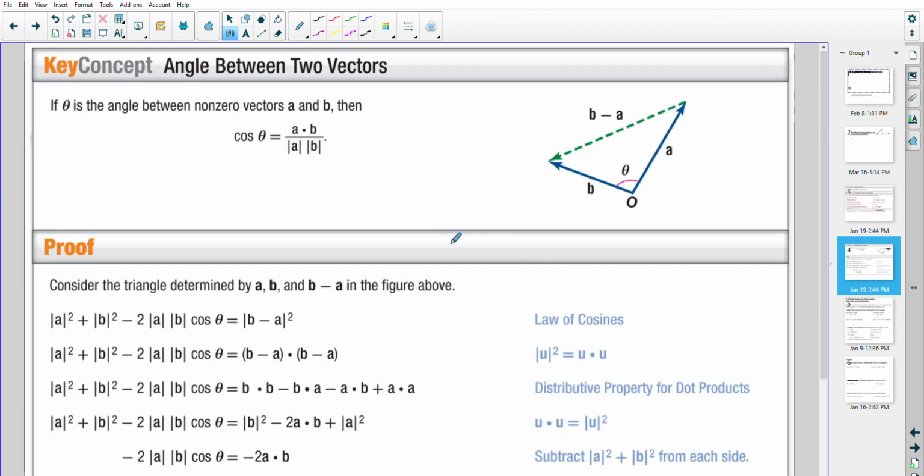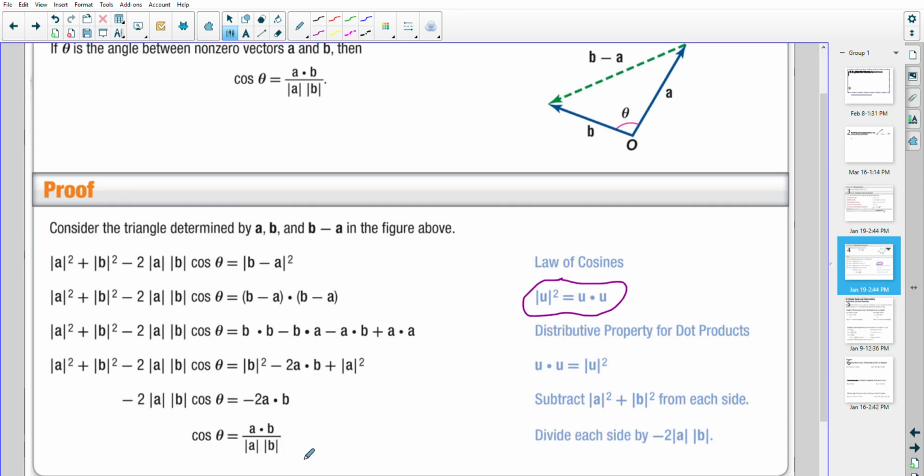So to find the cosine of theta, you would actually use the law of cosines. And the law of cosines can be set up like this, and this is the one property that is used in order to simplify and eventually end up with the angle. The cosine of the angle is equal to this.